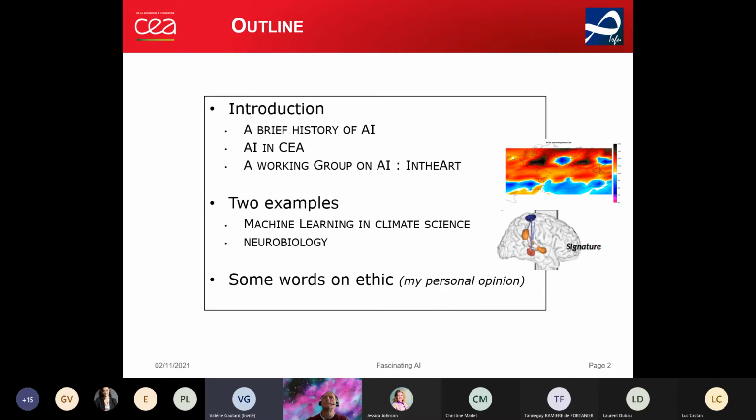First of all, I will present you a very brief story of AI in CEA, and also a working group very active on the subject, In the Art. After, I will take two examples of AI applications. The first one on climate prediction, the second one on neurobiology. And I will end with some words on ethics. So let me begin with a brief story on AI.